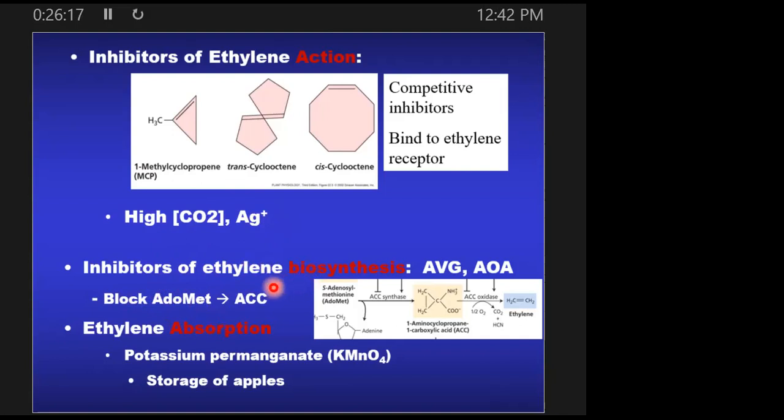And so you can mess with this ACC synthase. You can absorb the ethylene. So potassium permanganate is a chemical that will react with ethylene and kind of sop it up so that it doesn't have a chance to act on the receptors in the plant. So again, if you're storing food products before they make it to market, you have to be aware of these strategies or you're going to lose your whole profit margin.